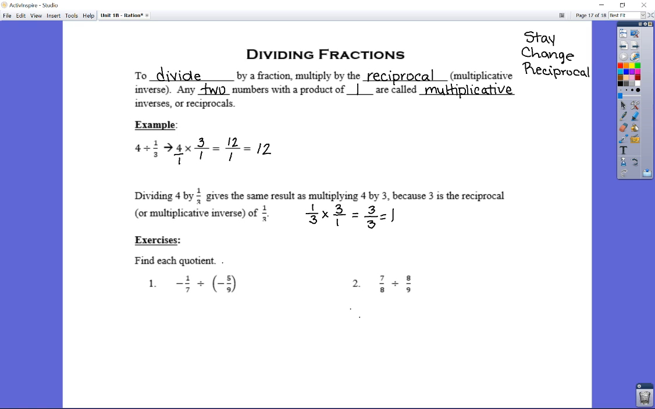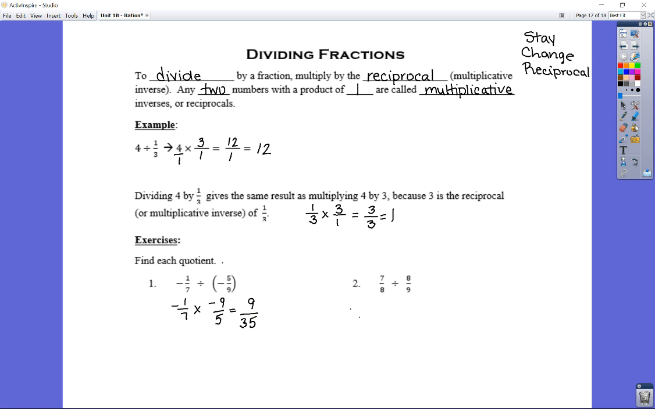Exercises. Find each quotient. Exercise number 1, we see -1/7 divided by -5/9. So we're going to stay, change, reciprocal. If we multiply across the top, -1 times -9 is +9. And across the bottom, 7 times 5 is 35.